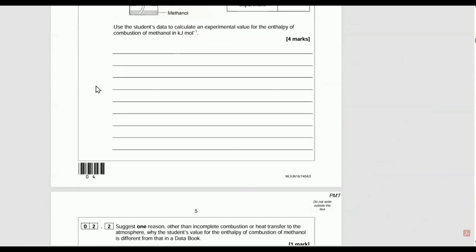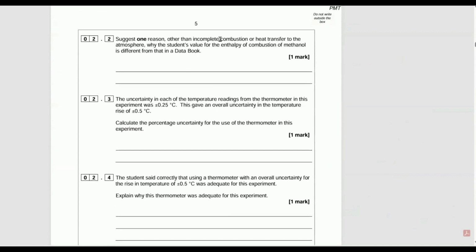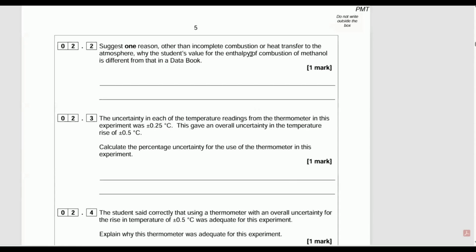So, suggest one reason other than incomplete combustion or heat transfer to the atmosphere. So we're losing heat to the atmosphere all the time. You can't prevent that. You can minimize it with heat shields, with polystyrene, with lids, with all of that stuff. Why the student's value for the enthalpy of combustion of methanol is different from the data book. So we've got a couple of reasons why. It's maybe we didn't do complete combustion. Oh, it says other than incomplete combustion or heat transfer. So need to identify those. So definitely highlight those. So you've generally got 4 reasons in this experiment why we're not getting the same data book answer.